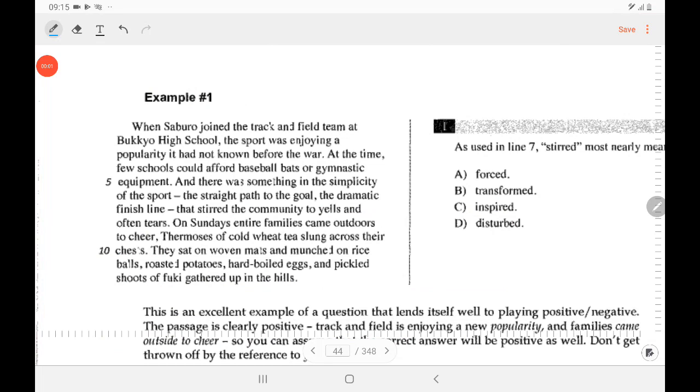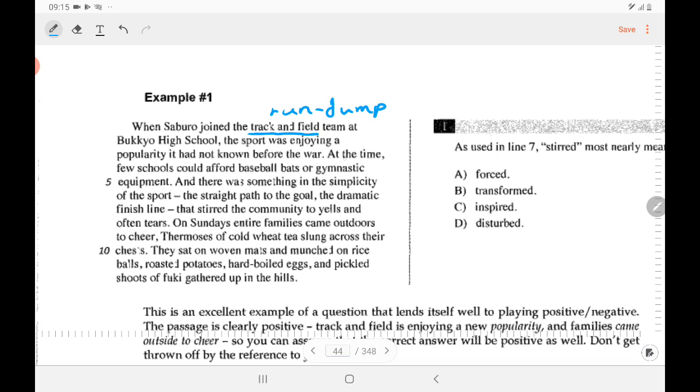Let's study this example together. When Sabiro joined the track and field team at Bukio High School, the sport was enjoying a popularity it had not known before the war. Track and field is the sport in which you can compete in running or jumping. At Bukio High School, a Japanese school, the sport was enjoying a popularity it had not known before the war, so it was growing and prospering after the war. The track and field sport.